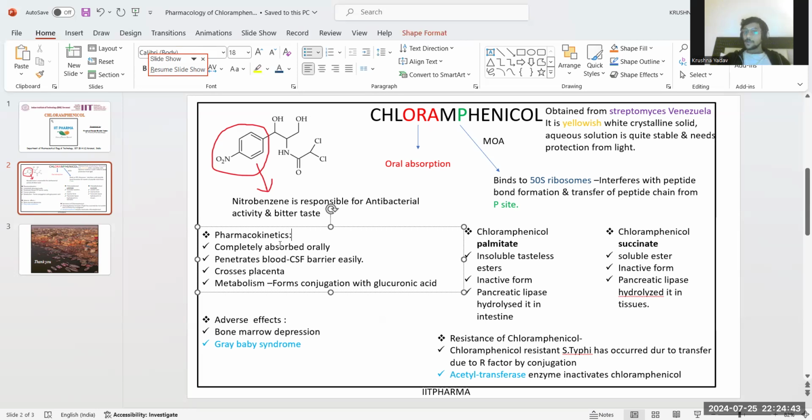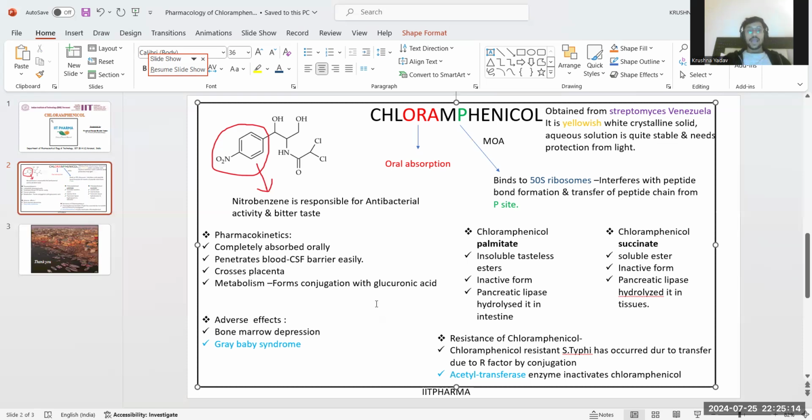After that, its pharmacokinetic properties. It is completely absorbed orally, as we have seen in its name only. It penetrates the blood CSF barrier easily. It crosses the placenta, and when it comes to metabolism, it forms a conjugate with glucuronic acid. So you have to remember its absorption, and whether it can penetrate the blood CSF barrier or placenta: it crosses the blood CSF barrier and the placenta also.